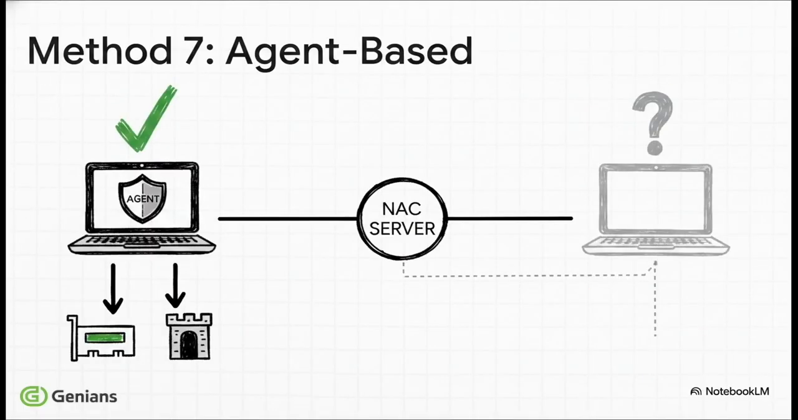And the 7th method is agent-based actions. This involves an agent installed on the endpoint for direct device control. The agent can control the Windows firewall, network interfaces, or block static ARP configuration. This method applies only to the endpoints where the agent is actually installed.